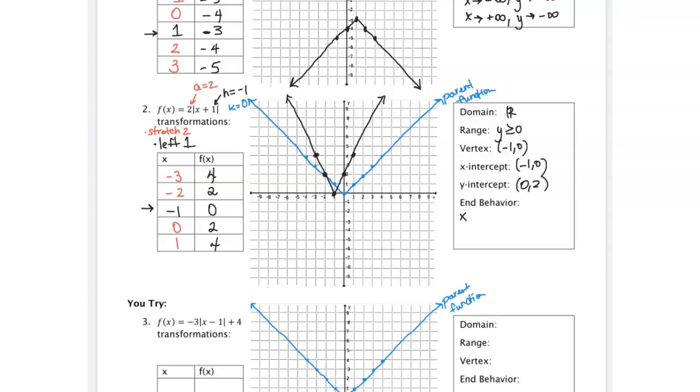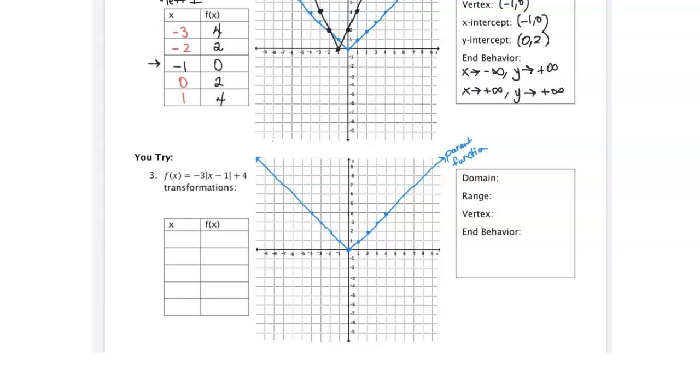In end behavior, as x goes towards the left, our graph is going up. So it's positive infinity. And as x goes towards the right, our graph is also going up towards positive infinity.